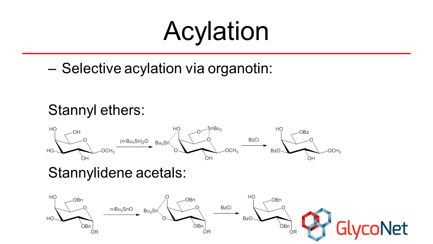Organotin derivatives, either stannyl ethers or stannylidene acetals, can be used to achieve selectivity in acylation reactions. Both reactions are carried out in similar ways. The organotin reagent is added first, which bridges cis diols. The acylating agent is then added, which preferentially adds to the equatorial hydroxyl group.